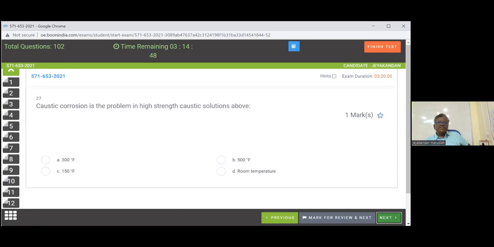Next, caustic corrosion is formed by high strength caustic solution. So it is actually 170. Now it is revised. It was based on the old revision. We will change it. Question number 27, we will change it. It is now 170.